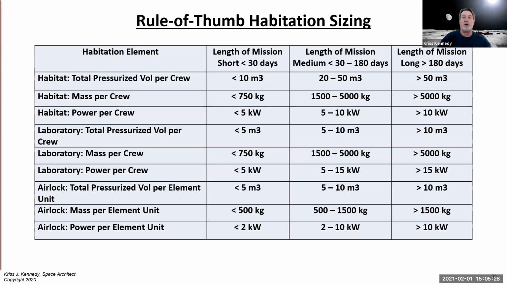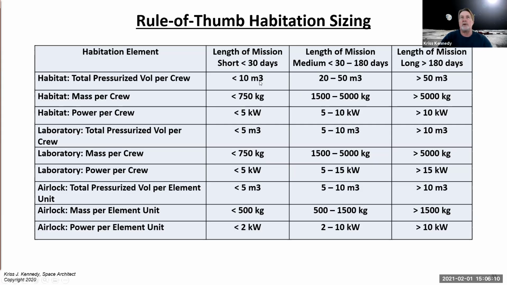Here are some rules of thumb for habitat sizing, and they can be useful to get you started, because a lot of times, unless you do the detailed analysis, do you really know how much volume is required for all your equipment and crew volume, etc.? So for a habitat, laboratory, and airlock, this will give you a rough idea of some first order magnitude design parameters. So from a standpoint of total pressurized volume per crew member, now this is not the net habitable volume. This is total pressurized volume, which would include the equipment and the extra spaces and so on.